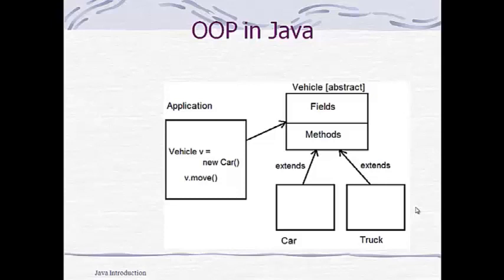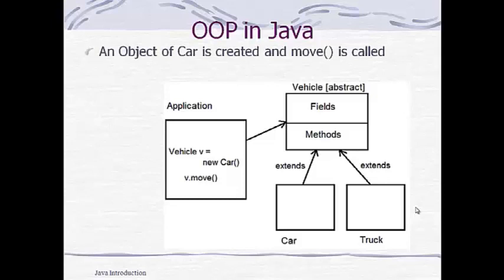Object-oriented programming in Java. An object of car is created and move is called when we say new car. Car inherits from vehicle. That is the reason we have Vehicle v equal to new Car.